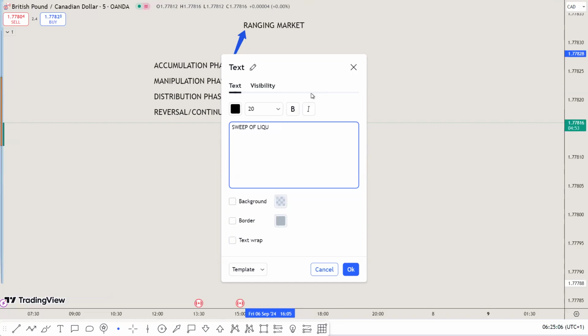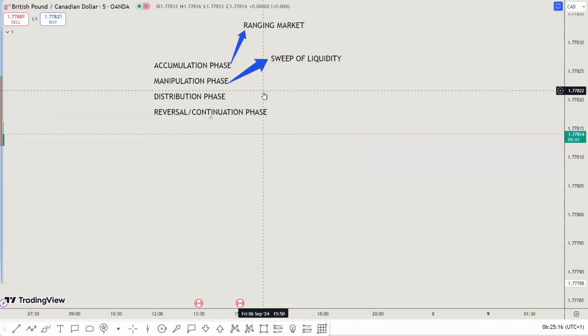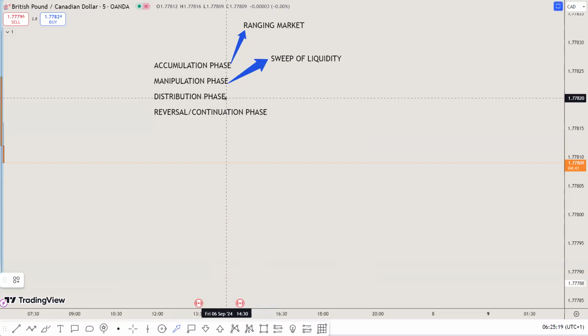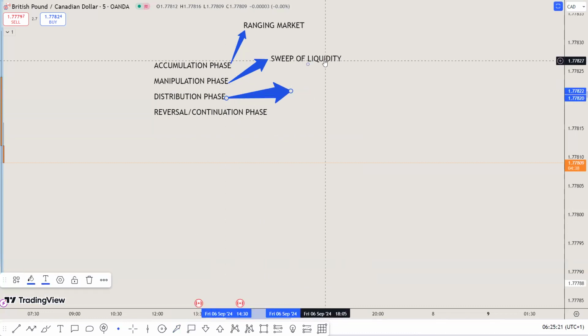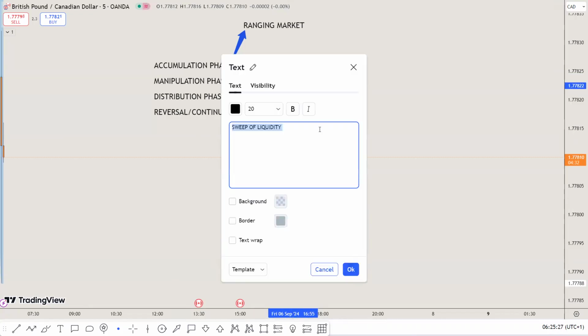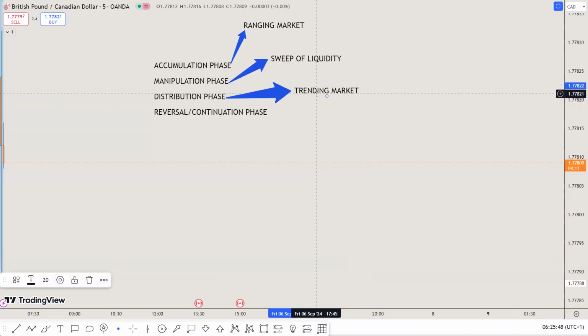For this manipulation phase, the market could either be trending or ranging. It all depends on whatever we are seeing. So don't bother yourself. Sweep of liquidity. The distribution phase is when the market is expected to be trending. I use the word expected because the fact that we are in a distribution phase of the market does not necessarily mean the market is going to be trending at that point, right? But it's a time where we expect the market to trend.